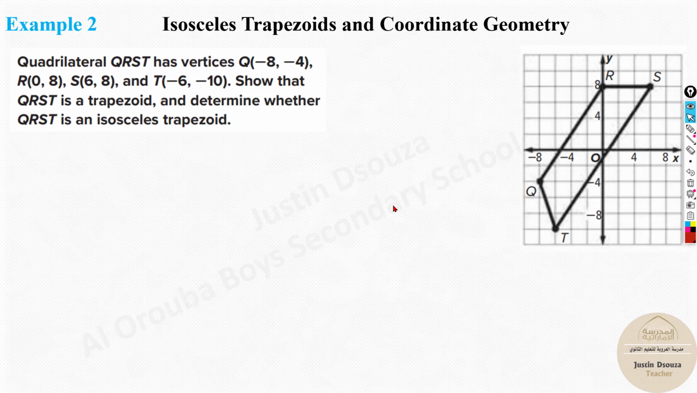Here they have given the quadrilateral QRST with vertices Q, R, S and T. They have specified them, but if this is not given, you can plot them as well. Now Q, what is it? Minus 8, minus 4. The x value is minus 8. Where does 4 coincide? This point. Same way you can plot all the points. And we have to show this is a trapezoid and determine whether it is an isosceles trapezoid.